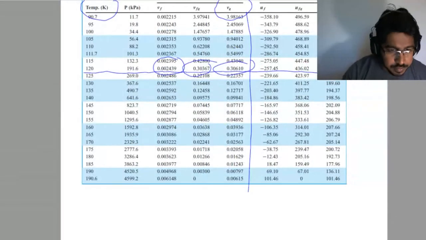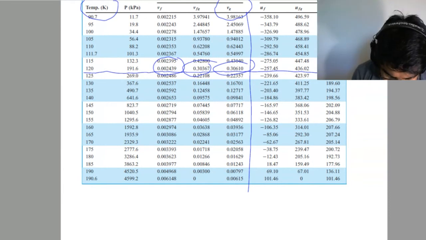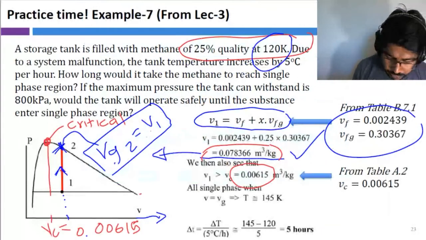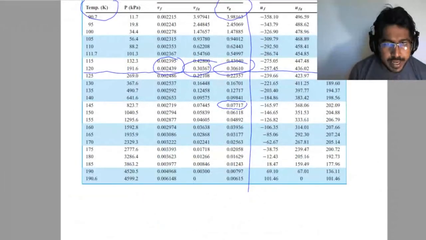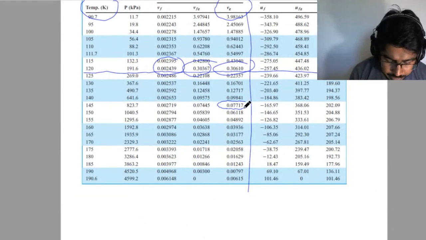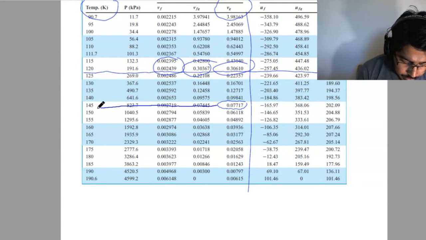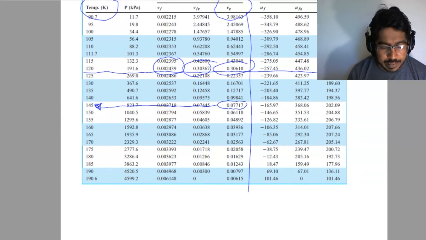This is the column that we are interested in, and there 0.077 is here, right? We don't have the exact number 0.078. If we want to make it accurate, we can always interpolate to find the exact temperature. But at this point, I will assume this one is the number and it is close enough for me. So I will pick 145 Kelvin.